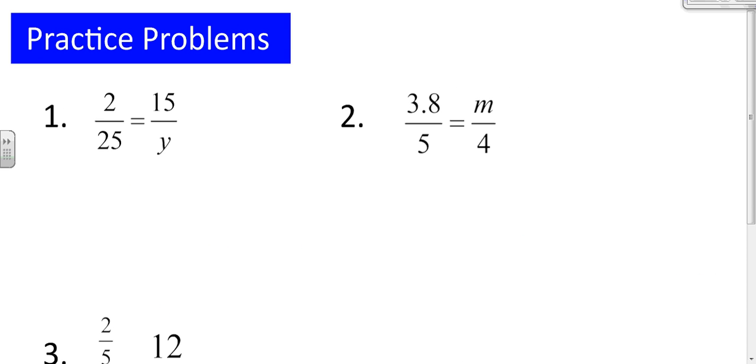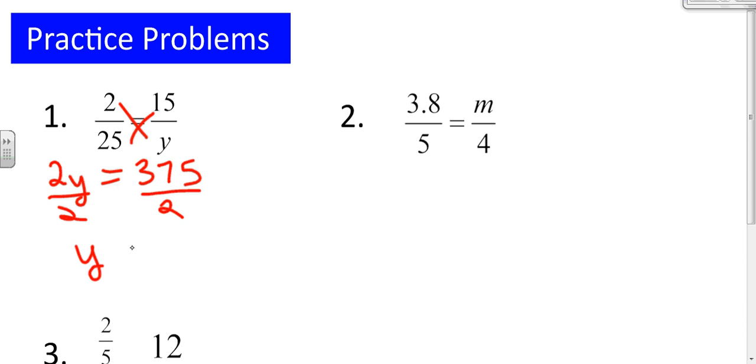All right, here are some problems for us to practice. I'm going to cross multiply to solve these proportions here. 2 times y is simply 2y. And then 25 times 15, that is 375. Divide both sides by 2, and y is equal to 187.5.